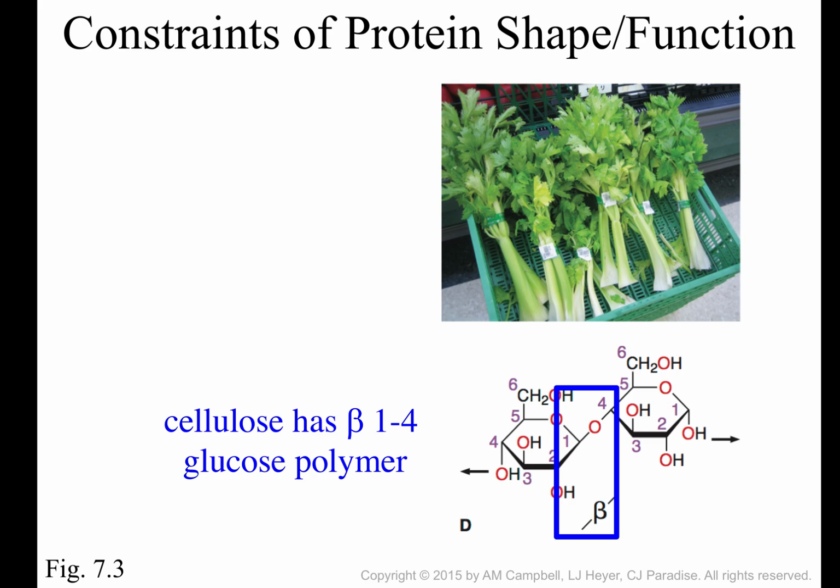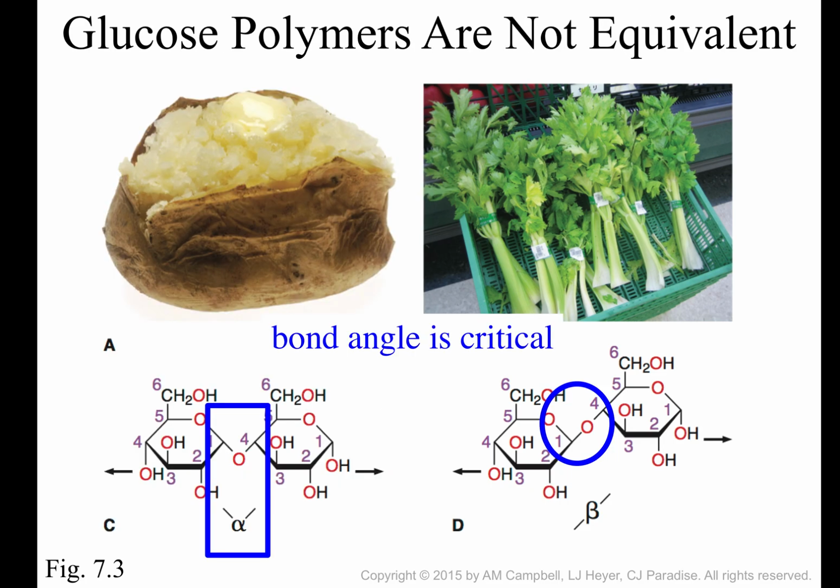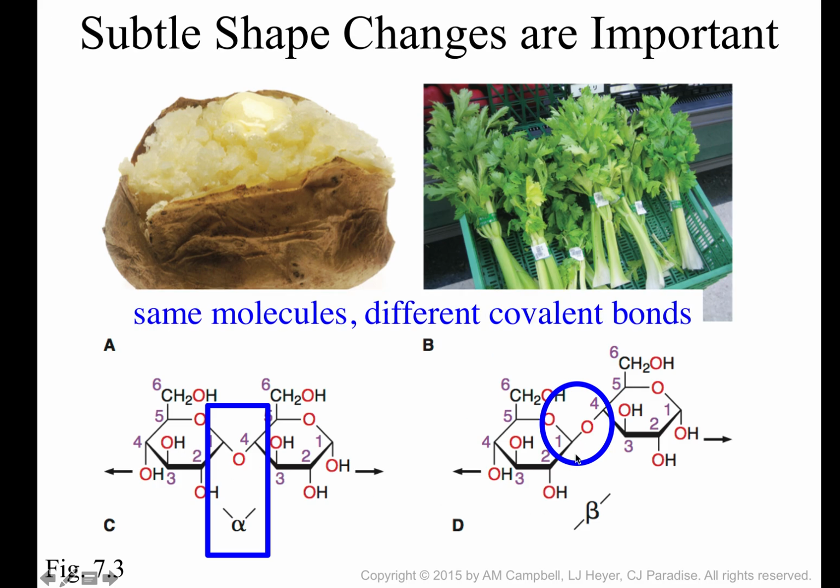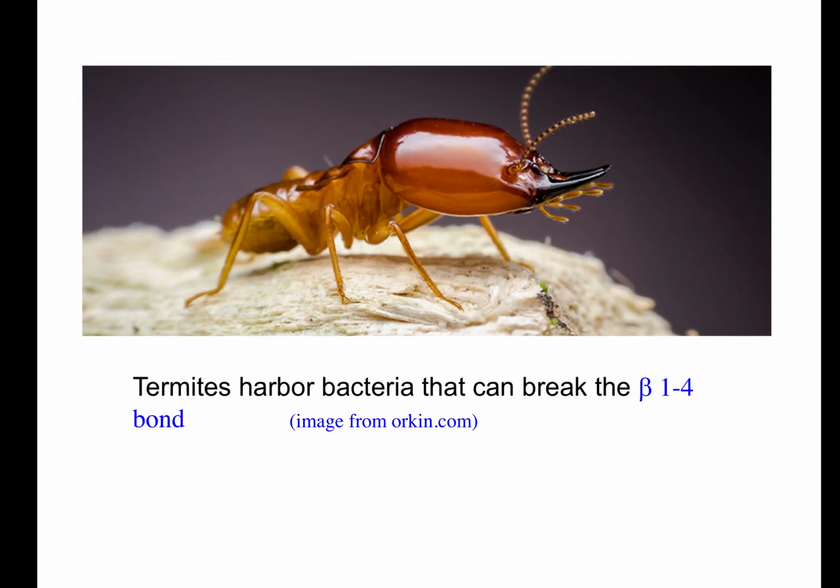That's not saying that that's the only thing in the plant. Obviously, you eat celery. It's delicious, and it has glucose molecules in there, and it has some starch molecules in there too. But the cell wall body of the plant is made up of cellulose, and you don't digest that part. So the bond angle is critical. Your proteins recognize this, don't recognize that. So these are different covalent bonds.